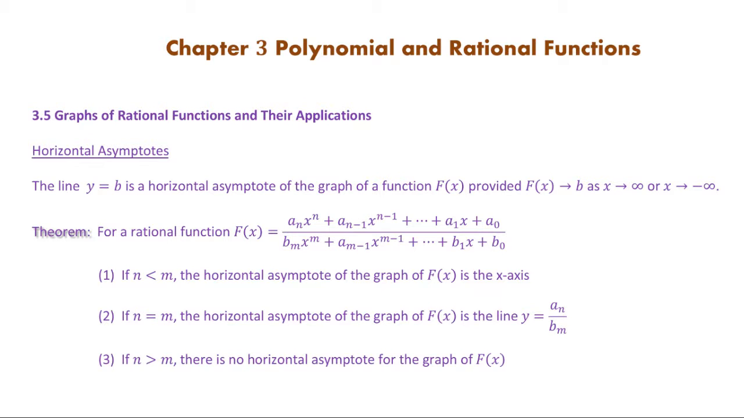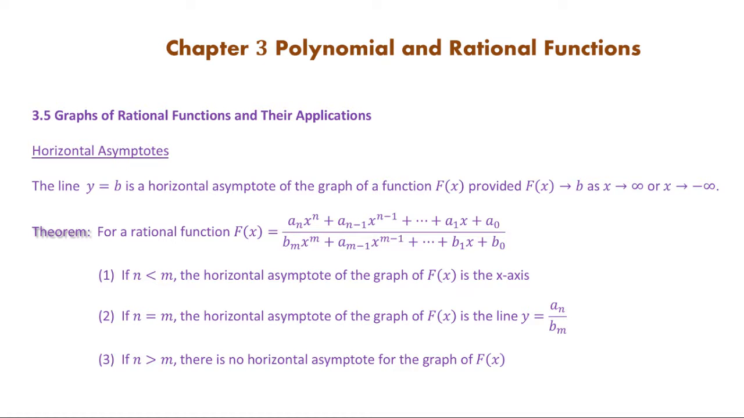So the remaining case is just n greater than m. We discussed n less than m in the first case, n equal to m in the second case, and then what happens if n is greater than m? The degree of the numerator is more than the degree of the denominator. Then in that case, there will be no horizontal asymptote for the graph of f.